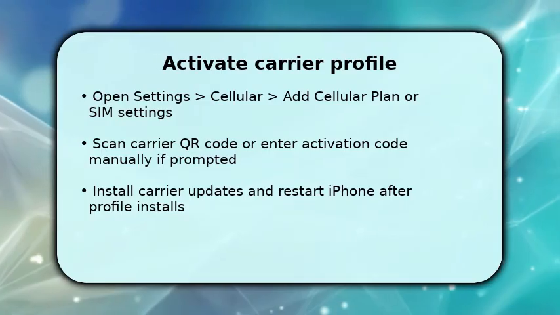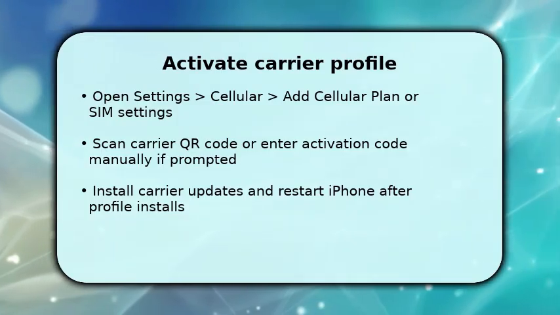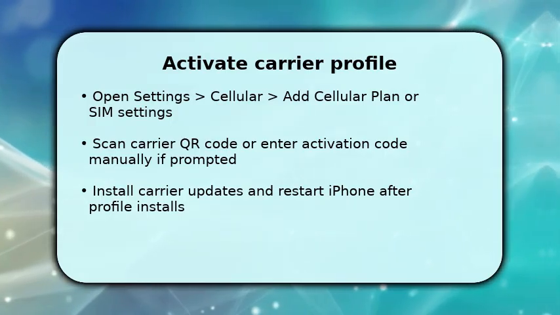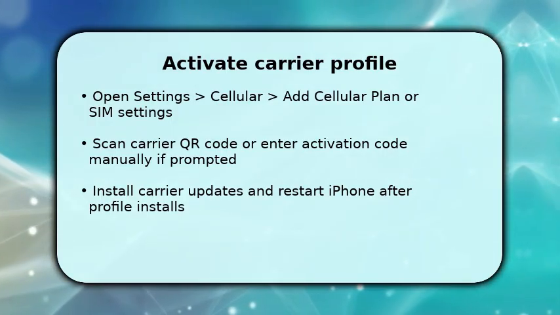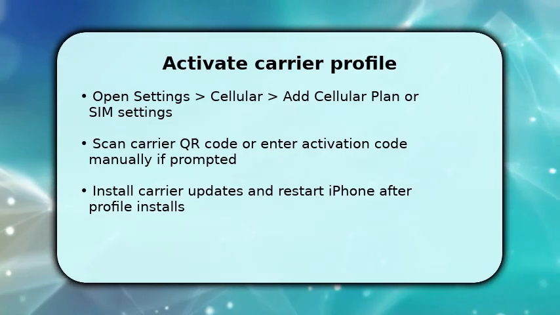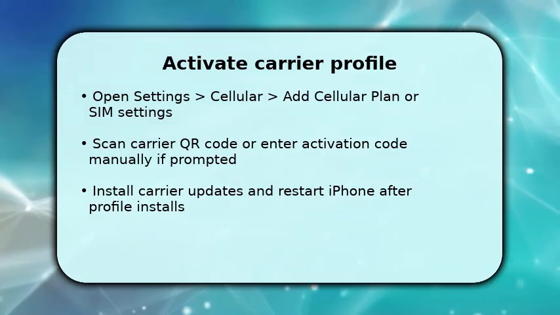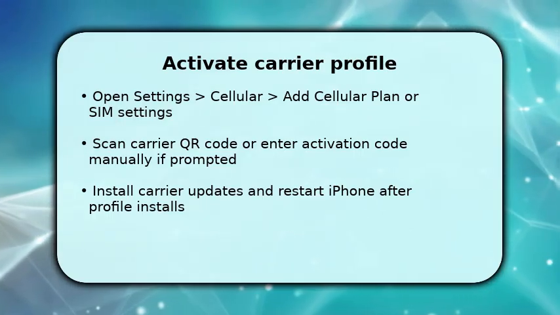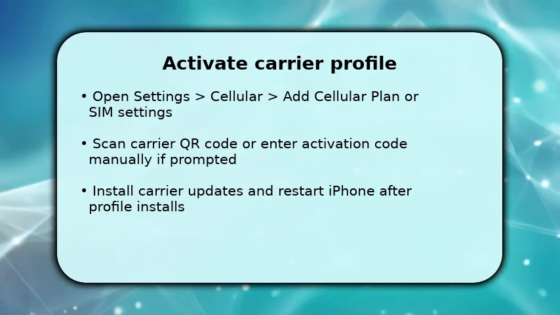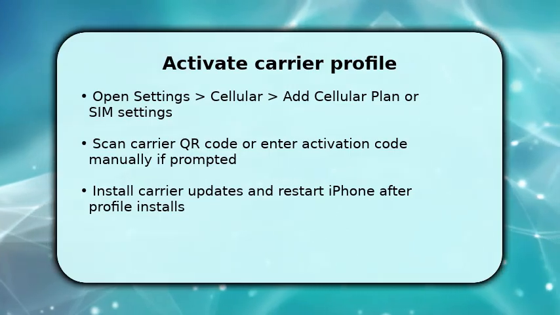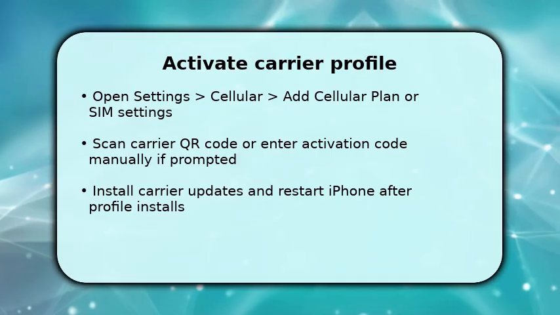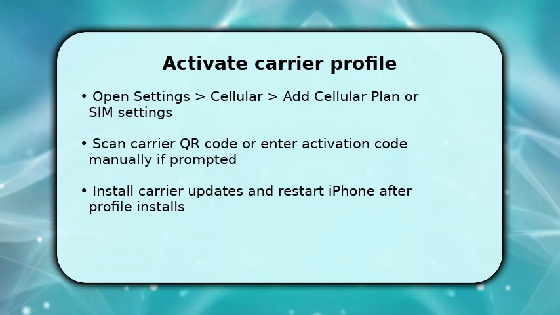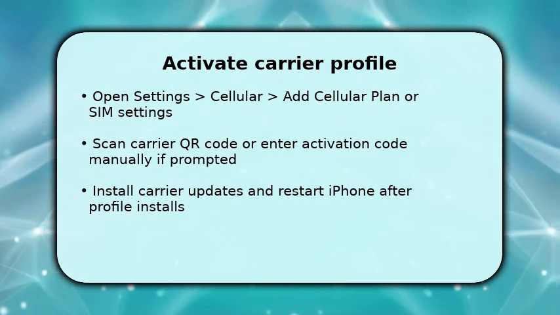Next, you follow the carrier activation flow. Open Settings, choose Cellular or Mobile Data, then add Cellular Plan or select the new SIM entry. This triggers scanning a QR code or accepting an eSIM from your carrier. If the carrier provided an activation code, enter it when prompted. Otherwise, accept the install and follow on-screen confirmations. Make sure to install any carrier settings update that appears. Once the profile is installed, restart the iPhone to finalize network registration and handshake with the carrier.